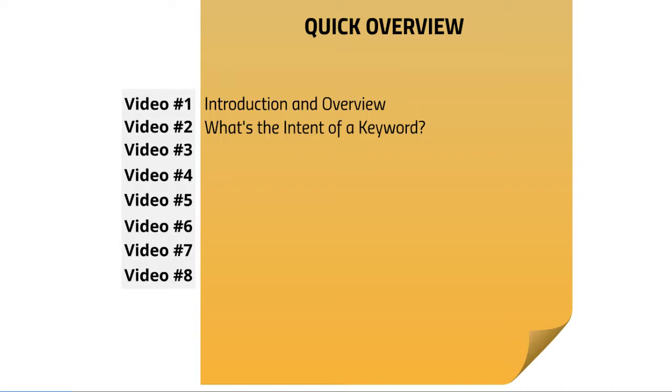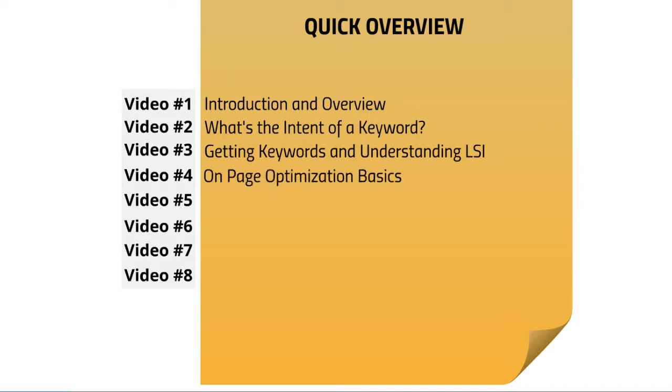The reason being is that if you don't know why somebody typed in a keyword, where they are in the process of buying, whether they're researching, whether they're comparing, whether they really don't know what they're buying, or if they do know what they're buying, it's going to be a lot easier to convince them. So knowing the intent of a keyword is crucial. Third, we're going to talk about getting keywords and understanding LSI, and I'll talk more about that acronym in that particular video. At this point, we're going to get keywords using a free tool. Video number 4, we're going to talk about on-page optimization basics.